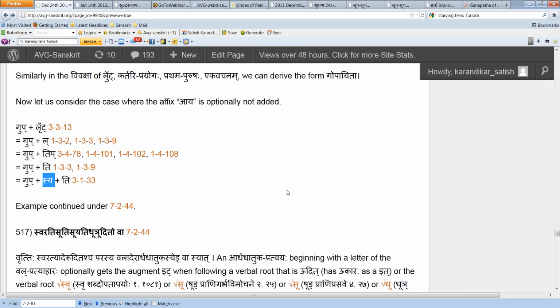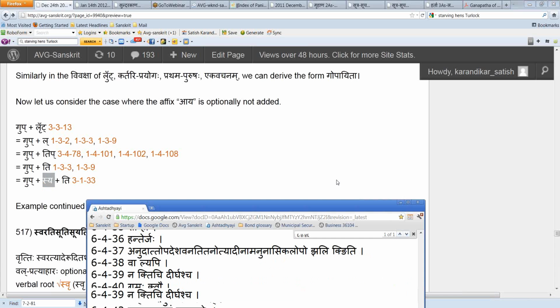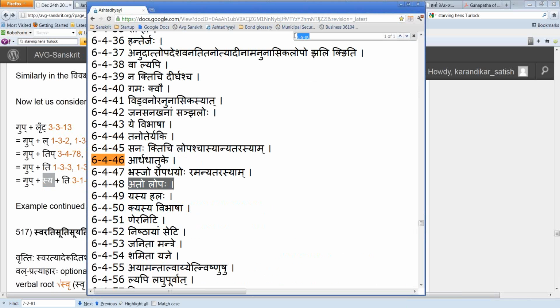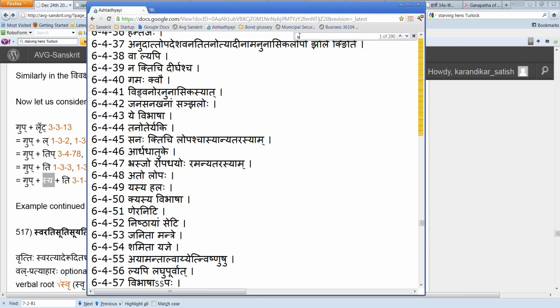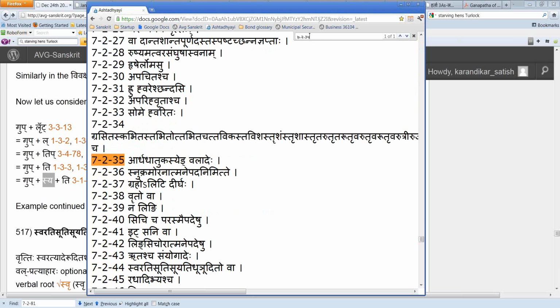So what we're going to learn today is going to be useful in many, many other contexts. So don't think these rules are only complicating a situation right now. They are not. In fact, the idagama section is a very important section. Once you get the hang of it, you can apply those same rules or similar rules in the same section over and over and over again. Let's look at this section one time. We studied the pivotal rule. The pivotal rule there is 7-2-35, which is the id vidhayaka sutram.